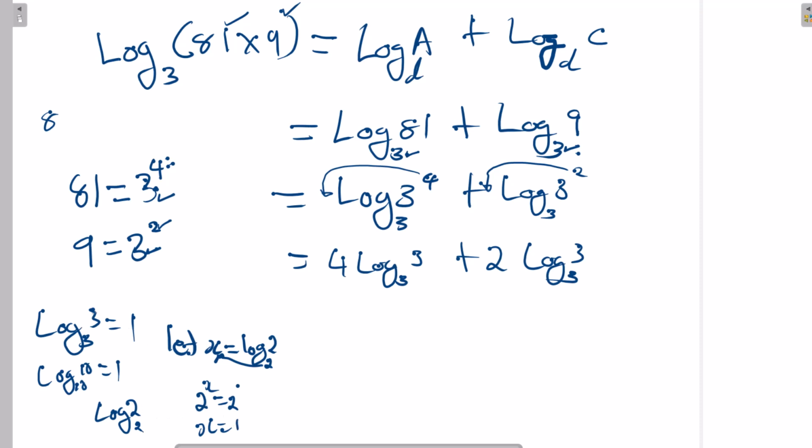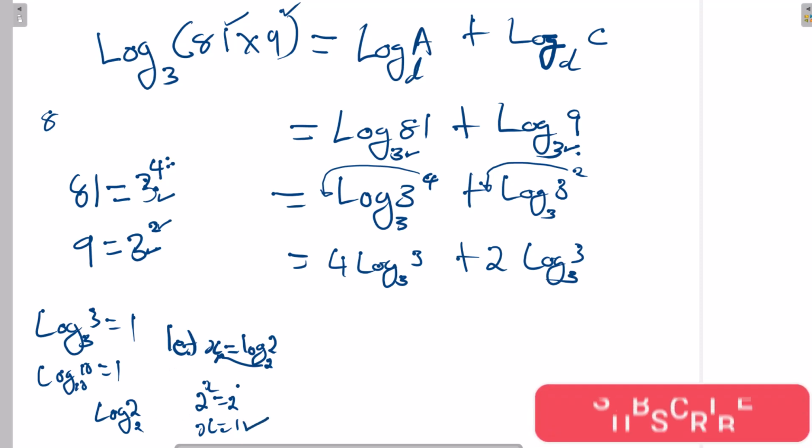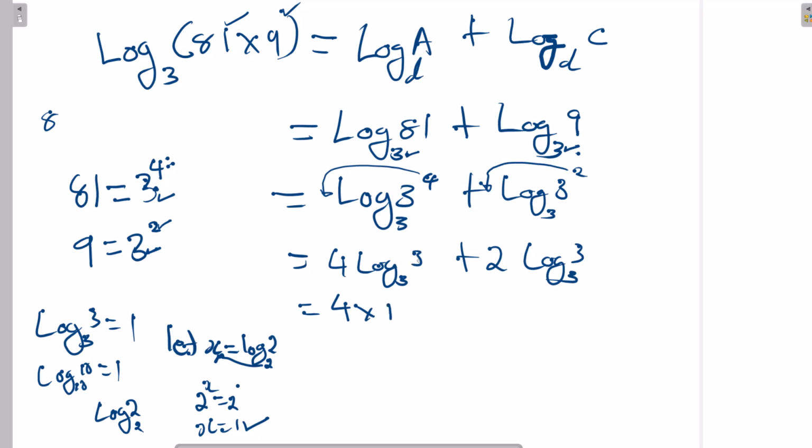As long as it is log 3 base 3, the answer is 1. Log 10 base 10, the answer is 1. Log 6 base 6, the answer is 1. Because when you let the value be x, you get a final solution, which is this one. So in this case, we have 4 times 1, because log 3 base 3 is 1, plus 2 times 1 again, which gives us 4 plus 2, which is equal to 6. So this is the final solution for this question.